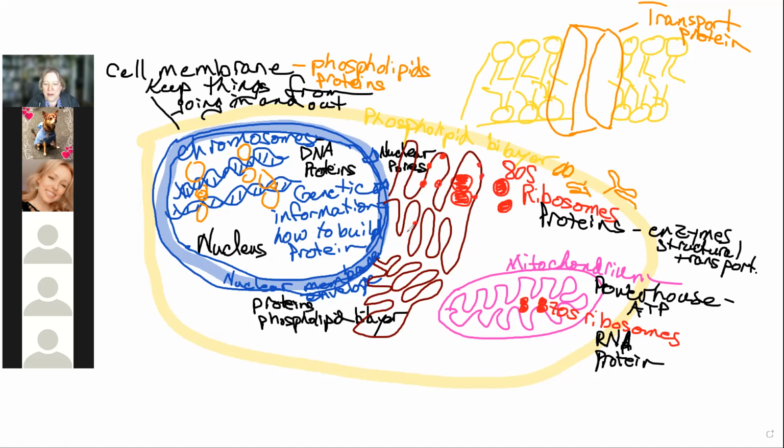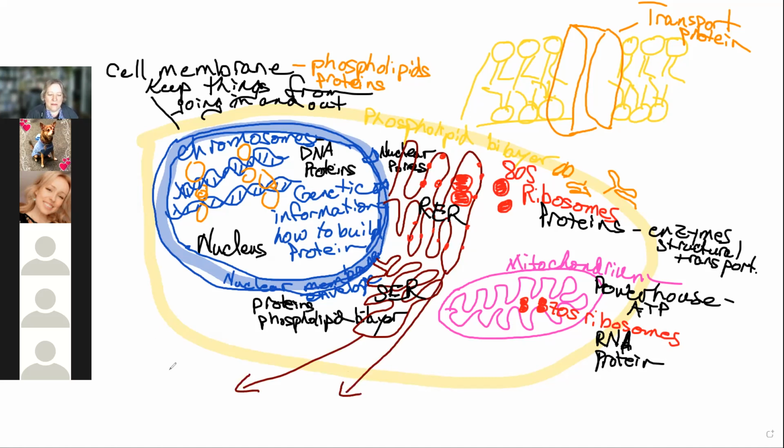So we're going to go ahead and dot this one with ribosomes. And we're going to go ahead and label this the rough endoplasmic reticulum. Then we have the smooth endoplasmic reticulum. What do these guys do? I'm going to write the functions down here just because we're getting a little crowded here. So the smooth endoplasmic reticulum and the rough endoplasmic reticulum, what's their job in the cell?